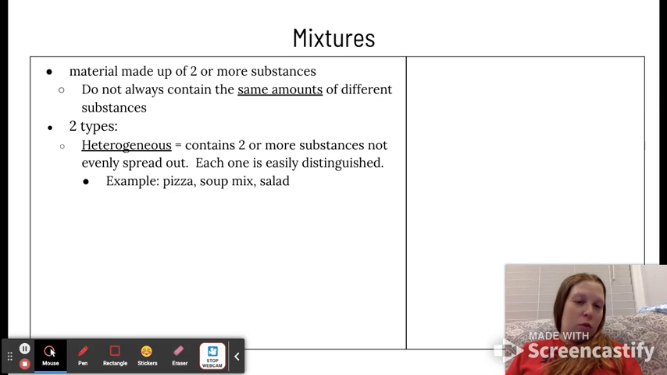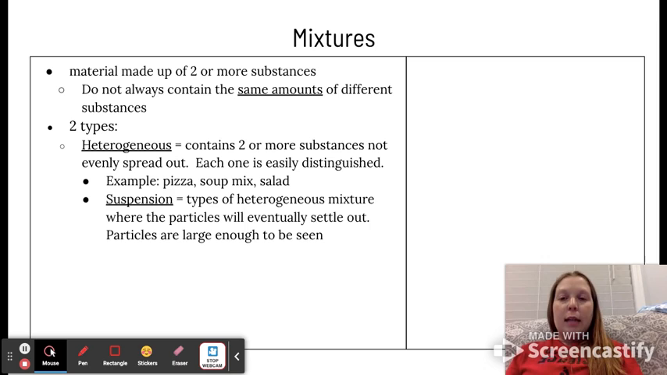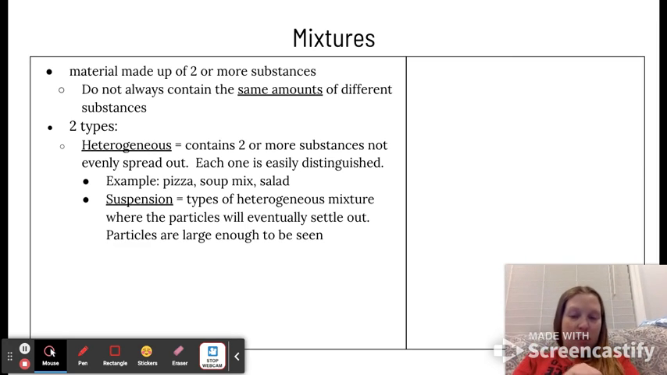So food is a wonderful example of this. Pizza, certain soups, salad, Rocky Road ice cream, things like that. And some other examples of these are suspensions. And suspensions are like mixtures that as you let them sit, they settle out and they separate into their parts. And you can see those. So particles are large enough to be seen. Think of like muddy water or like pulpy orange juice. When it sits in the fridge for a long time, you can see the pulp kind of settle at the bottom and the juice is at the top. That's like a suspension.